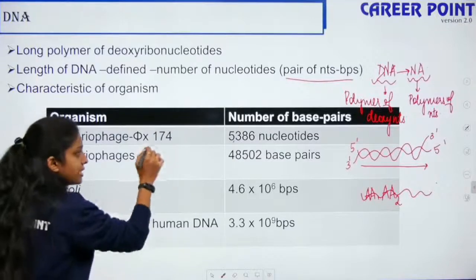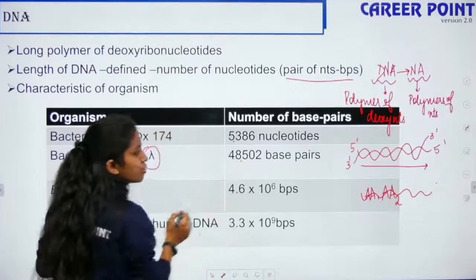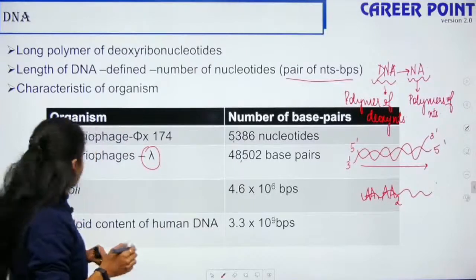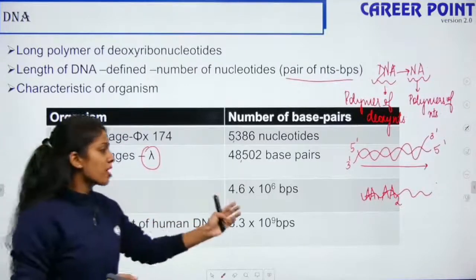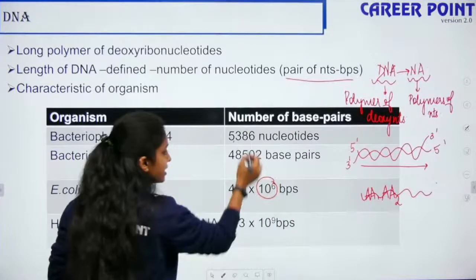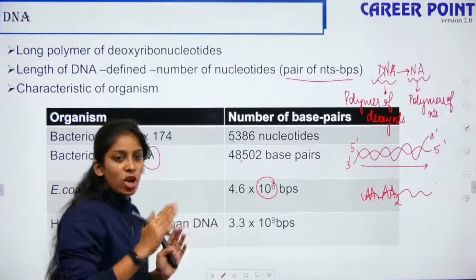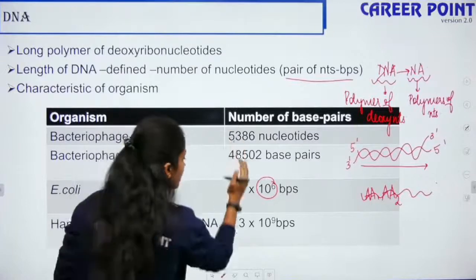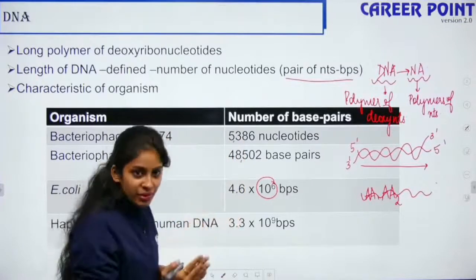Another one is bacteriophage phi X 174. Then this one you call lambda, which has 48,502 base pairs. Okay, so E. coli has 4.6 into 10 to the power 6 base pairs. So this is important. I am telling you, as the complexity moves higher, the base pairs, the nucleotides, also increase.